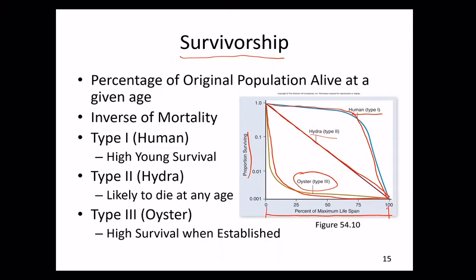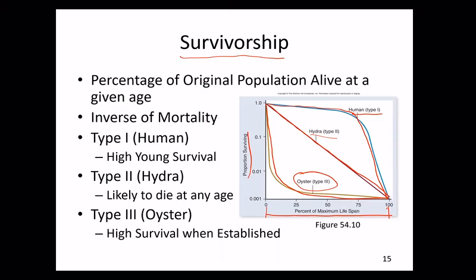So think of oysters. Oysters are species that, when they reproduce, basically release the gametes, fertilization occurs, and the offspring are basically left on their own to survive. A large number are eaten early in life. But once the oyster establishes its shell, it's able to survive a very long time.